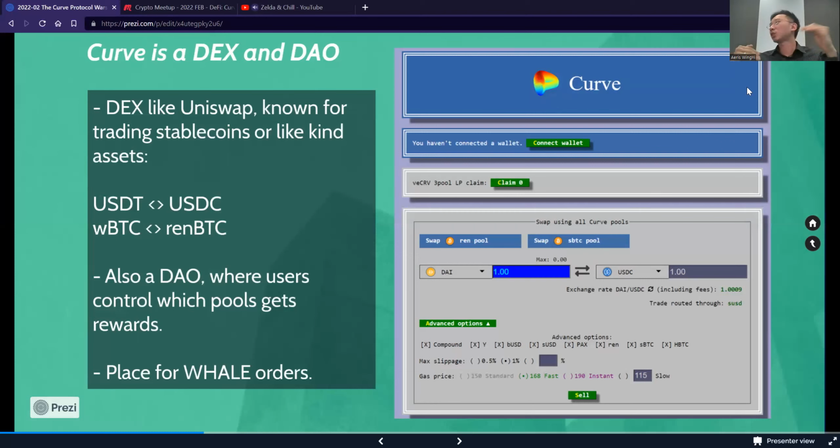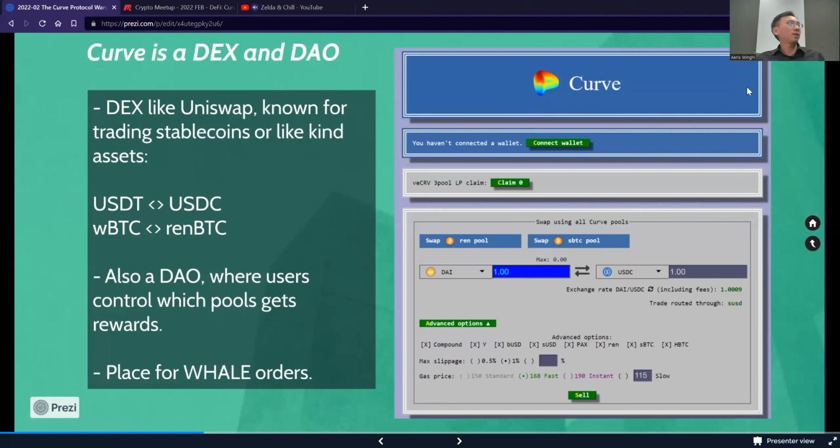So what Curve does is they figured out a way of reducing the slippage, where it's close to $1 when you trade $1 to $1 assets, or in the case of Bitcoin, where you have wrapped Bitcoin on Ethereum and other types of Bitcoin, where it should always be one Bitcoin, but sometimes the balance might be off, and that's when there's not enough liquidity in the system.